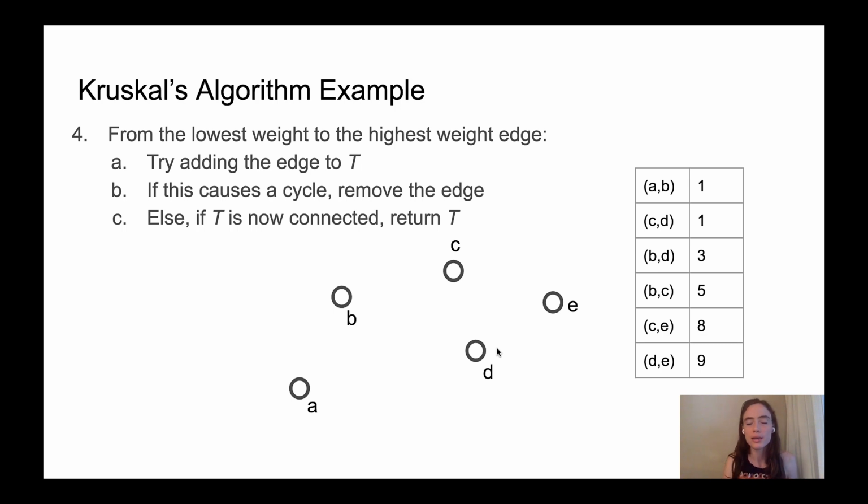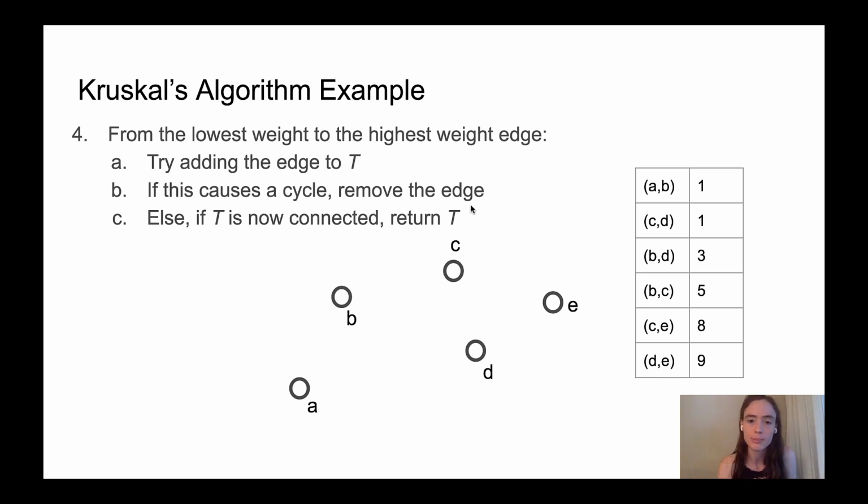Next, we proceed from the lowest weight to the highest weight edge. And whenever we have selected an edge, we try adding it to our graph T. If adding the edge causes a cycle, we remove the edge. And after adding each edge, we test if the graph is now connected. If it is, then we stop our procedure and we've found the minimum spanning tree.